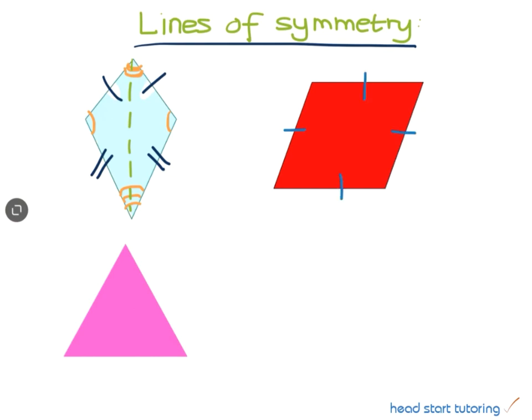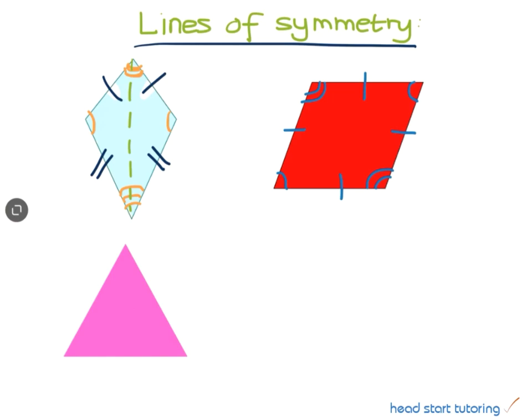So we indicate that by putting one line on each of our sides. We know that our opposite sides are equal. So we put one curved line on one pair of our opposite sides, and we'll put two curved lines on the other pair of opposite angles. Right, so that helps us with that.